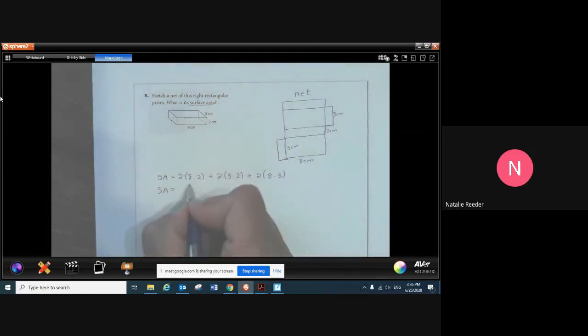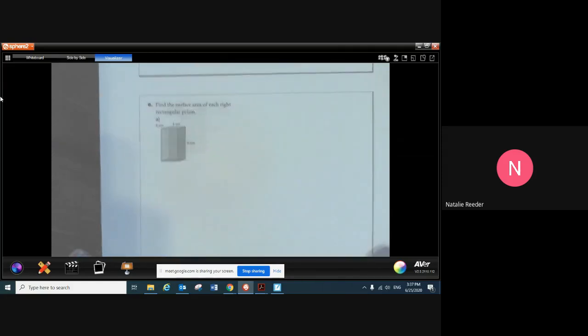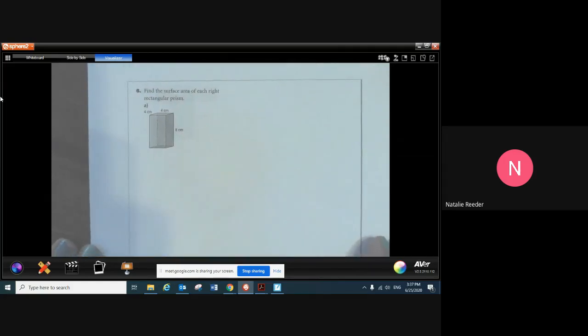So we calculate that. The 2 times 8 times 2 gives me 32. 2 times 3 times 2 gives me 12. And 2 times 8 times 3 gives me 48. Add all of those together, it gives me 92 centimeters squared. All right, now the next one, this question does not ask me for a net, it just asks me to find the surface area of the rectangular prism.